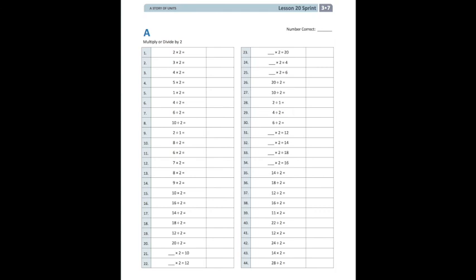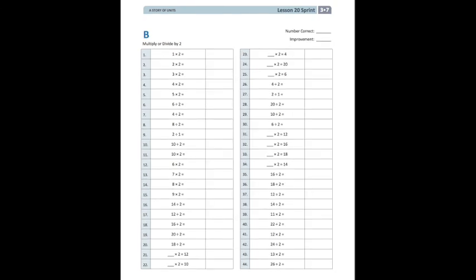Now when you want to do the sprint for lesson 20, you'll find that there are two. There's A and there's B. You can do one, you can do both, it doesn't matter, but make sure you only get 2 minutes for each one and just do as much as you can. After the timer is up, I'm going to have the answers for both A and B, so make sure you're checking the correct one of what you did.